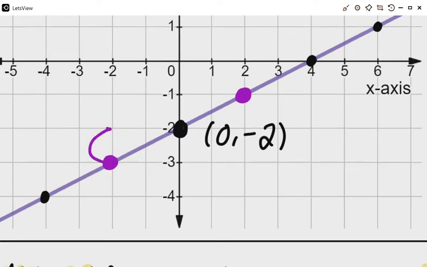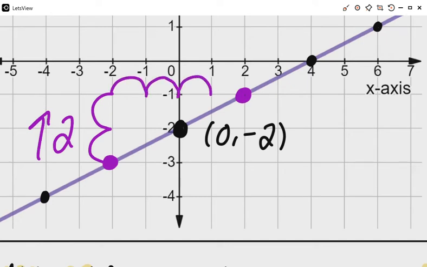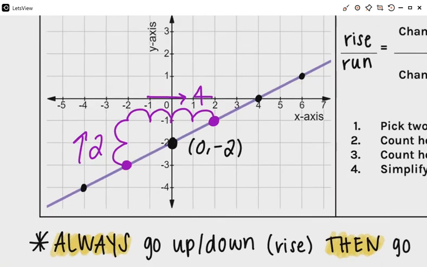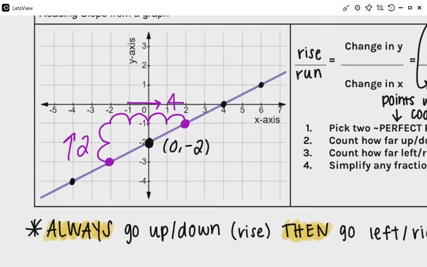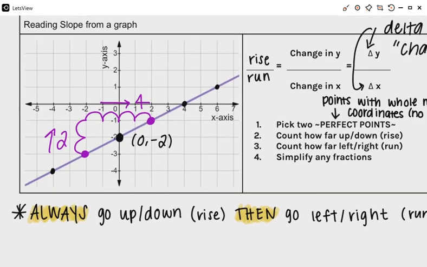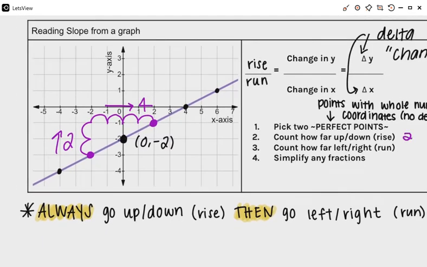All right, so we went up 2. Each box counts as 1, so it'll hop, hop. And now we're going to hop over 1, 2, 3, 4. Over 4. Looking at this, we can tell that this is a positive slope, just from looking at our line. So our rise is 2. Our run was 4, so let's put that together. Our slope, we use an M, 2 over 4.